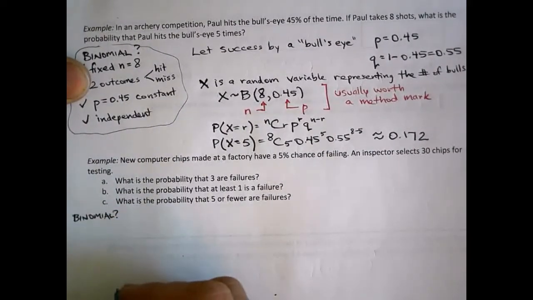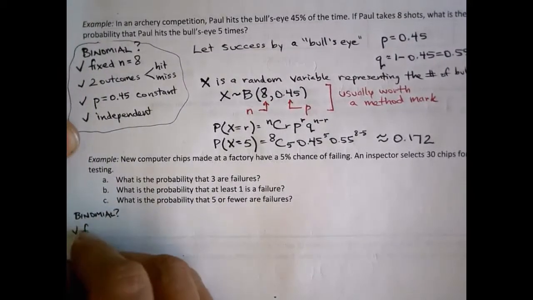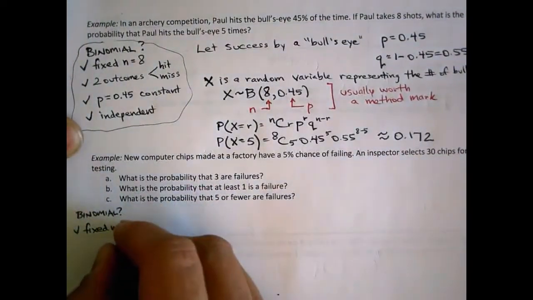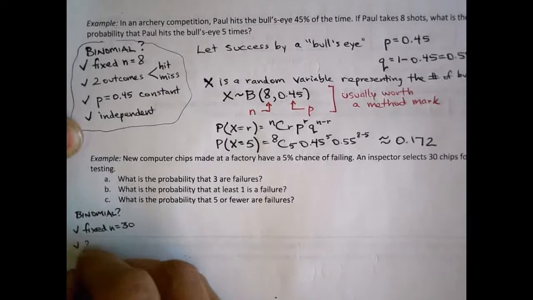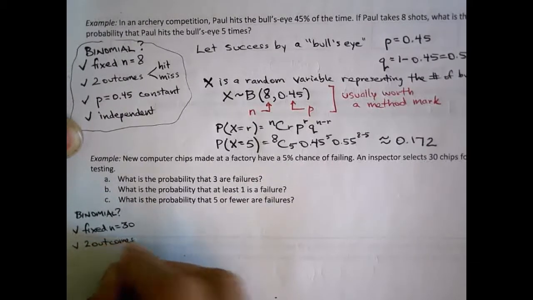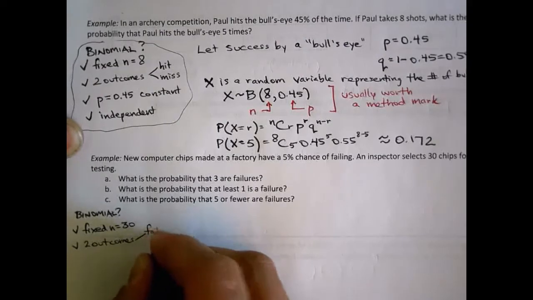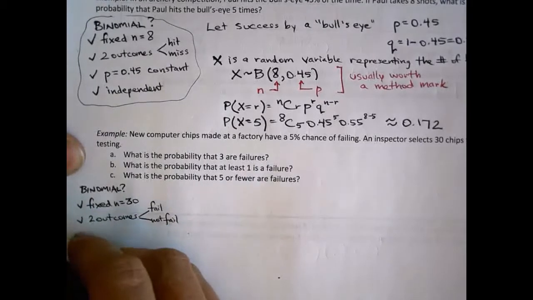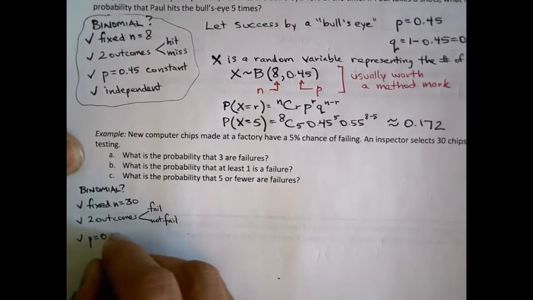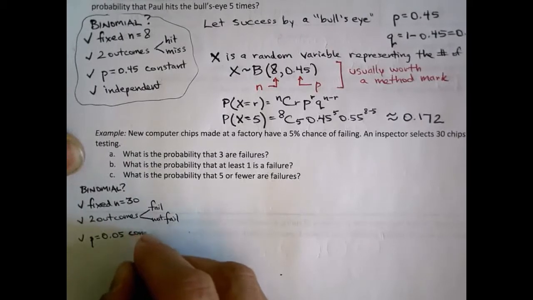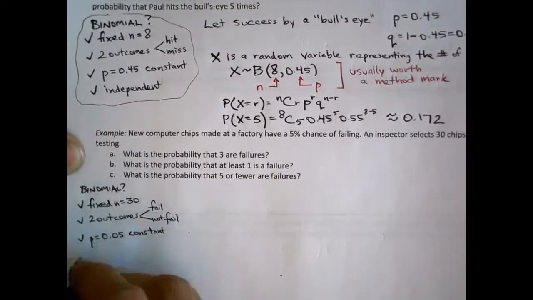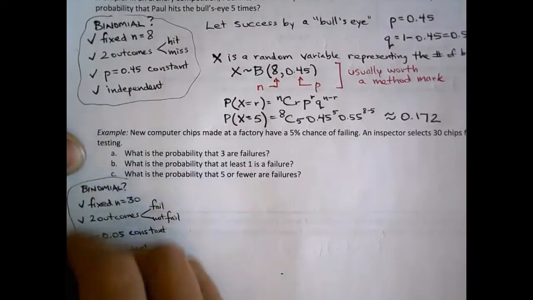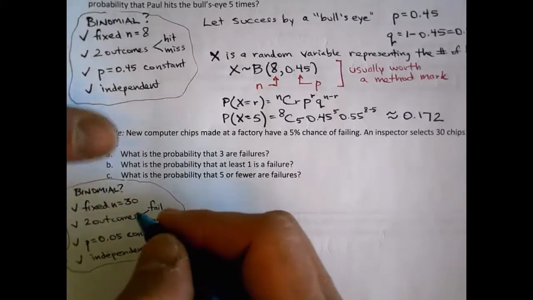Well, let's go through all the different things. So, are there a fixed number of trials? Well, yeah, he's taking 30 chips. There's 30 tests I'm doing, basically. Are there 2 outcomes? Well, yeah, a chip can either fail or it cannot fail. And is the probability constant? Yeah, the probability of success is constant. It's 0.05. And these are independent, right? One bad chip doesn't affect the other chips. So yes, this is a binomial distribution.